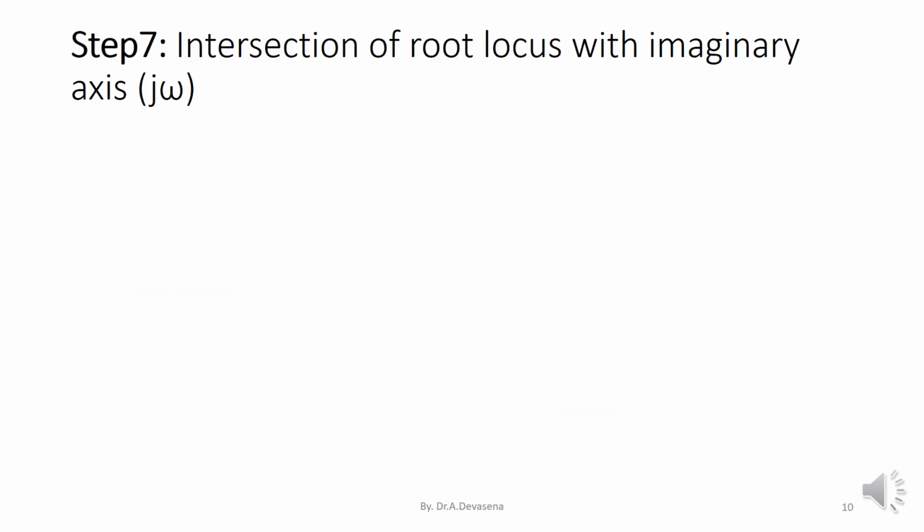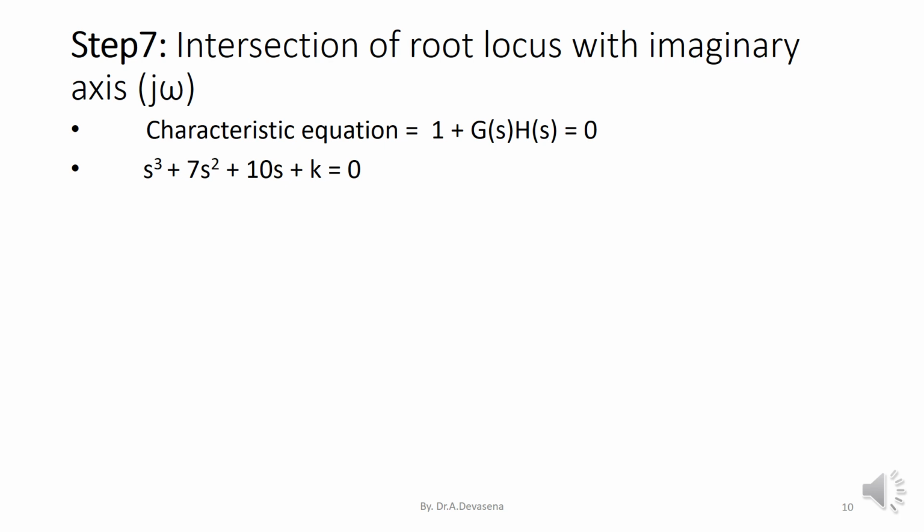Now we are going to identify the intersection of the root locus with the imaginary axis j omega. Consider the characteristic equation 1 plus g of s h of s is equal to 0. We get s cube plus 7s square plus 10s plus k is equal to 0. We have to identify the coefficients of this given polynomial. From that, we have identified the coefficients as a0 is equal to 1, a1 is equal to 7, a2 is equal to 10, a3 is equal to k. With the help of these values, we are going to construct the Routh's array.